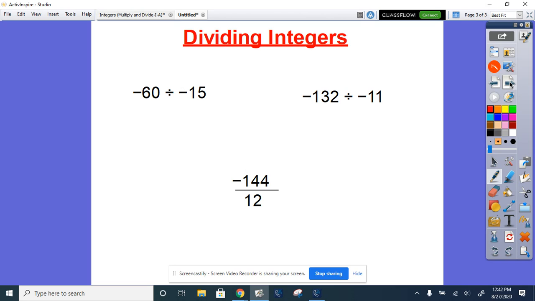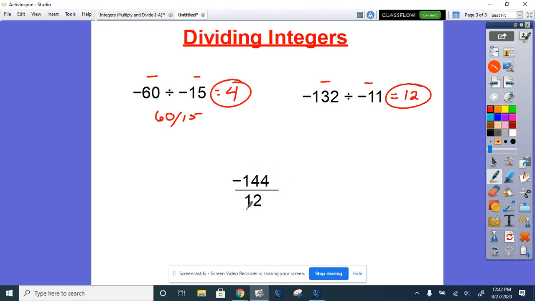Division, very much the same, okay? So now I have a negative and a negative, which I know my answer is going to leave me with a positive. So I'm not going to write in a solution there. And now I just have to take 60 and divide it by 15. 60 divided by 15 is 4, positive 4, I'm done. Same thing, I have a negative, another negative, even number of negatives. I know my answer is going to be positive, and then 132 divided by 11 is 12.